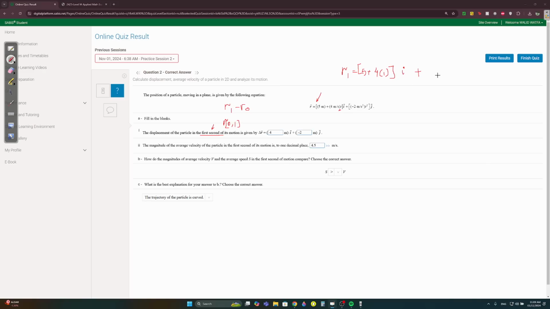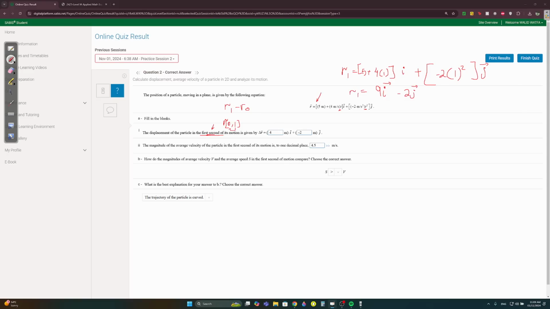Plus minus 2 times, how much is the time? We're saying 1. The time here is squared, so it's going to be 1 squared j. Okay, so you're going to get 9i minus 2 times 1, minus 2j. So this is r1. We want the first second.